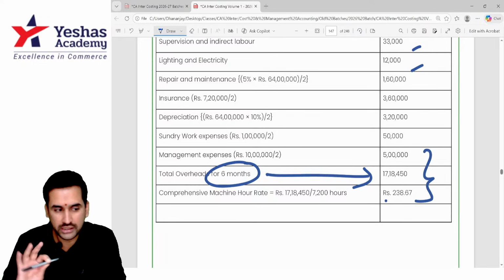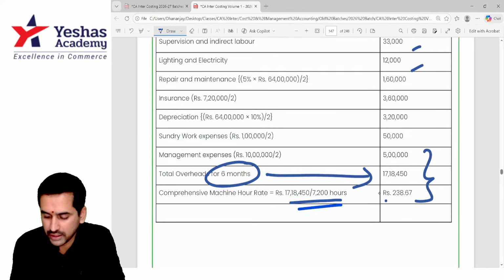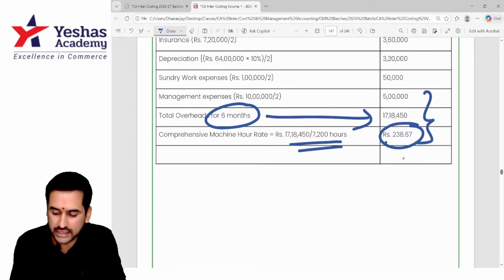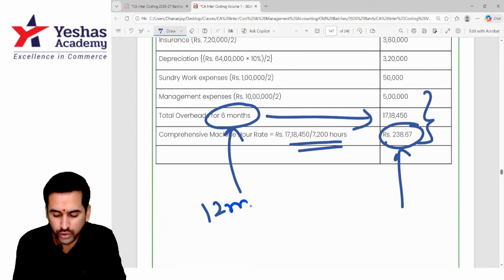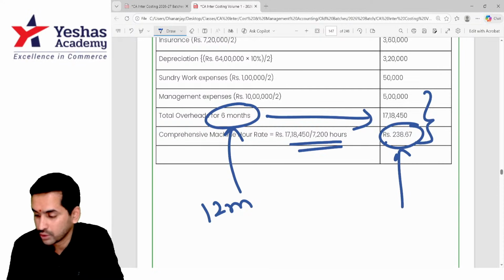Okay, with this knowledge, you will be able to complete the answer. You will get same 238.67. They have done it for 6 months. You may do it for 12 months. Then what will happen? Both numerator and denominator amounts will be big amounts, but final answer will come down to 238 point.